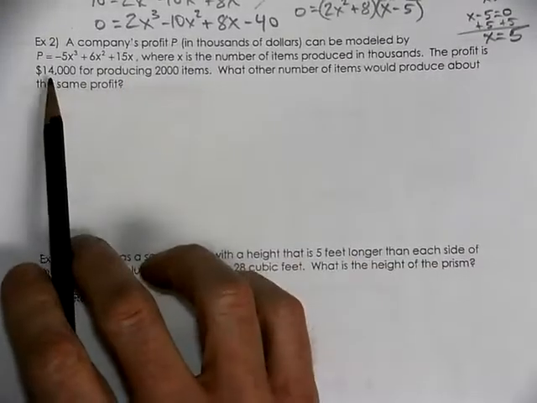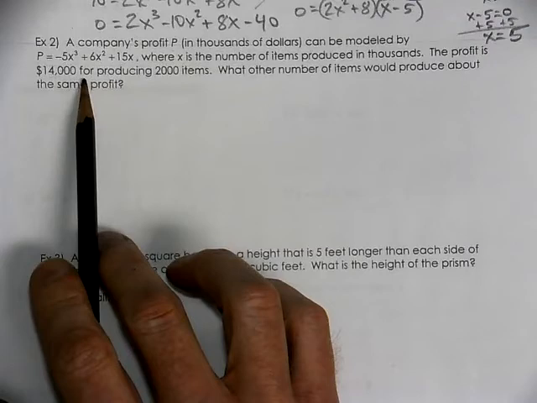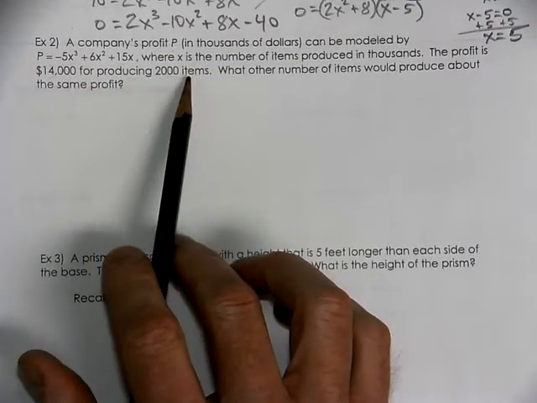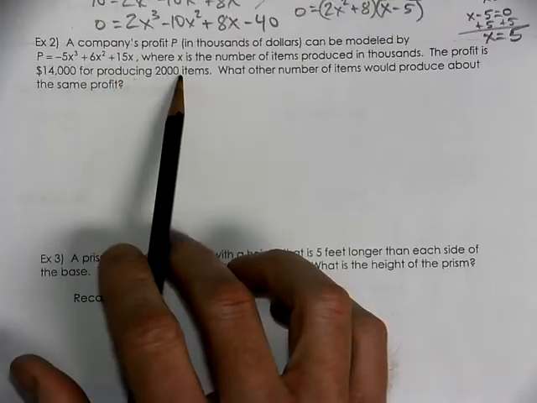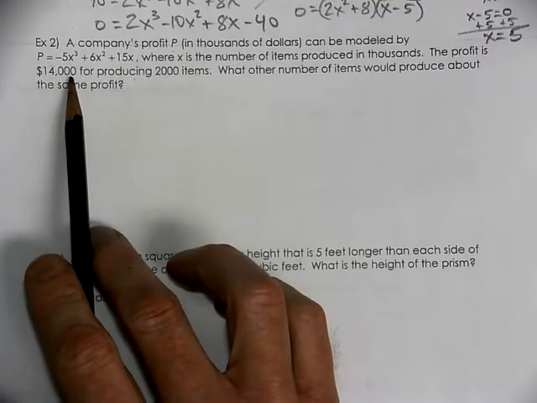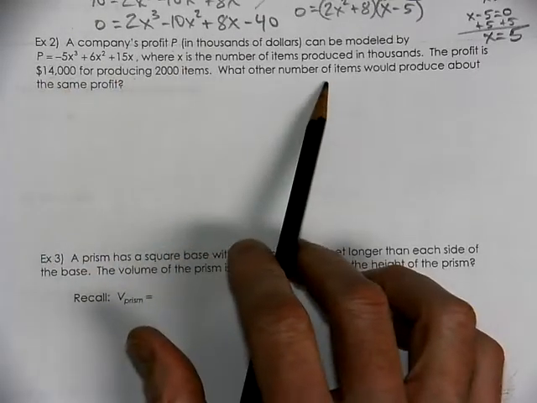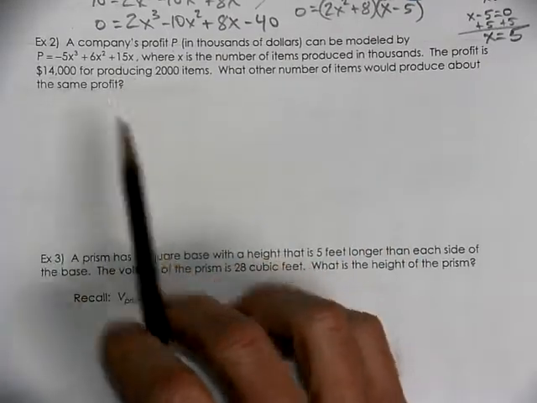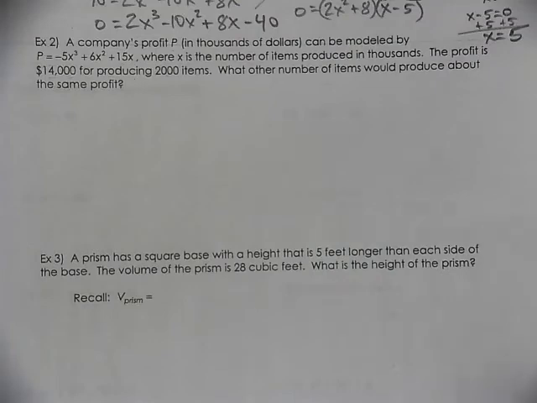The profit is 14,000, and we get that when we produce 2,000 items. So if you produce 2,000 items, you get a profit of 14,000. What other number of items would also produce the same profit? Think about how to do that. Pause the video, work on that problem, come back, we'll help you through it.